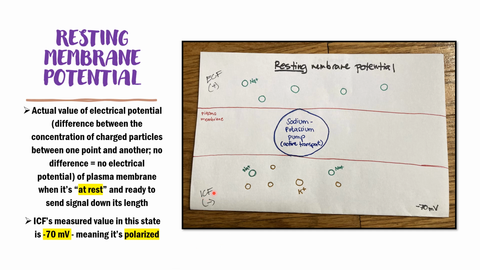And the ICF has a negative nature to it because of some anions here that can't be transported or pumped outside of the intracellular fluid. This is the ECF, which has a positive side to it, and this is the plasma membrane right here. So the ICF has a negative 70 mV, meaning it's polarized. The ICF is polarized, or negative 70, because of the negative ions that come here and the anions that can't be pumped outside of it. That's why it's negative.